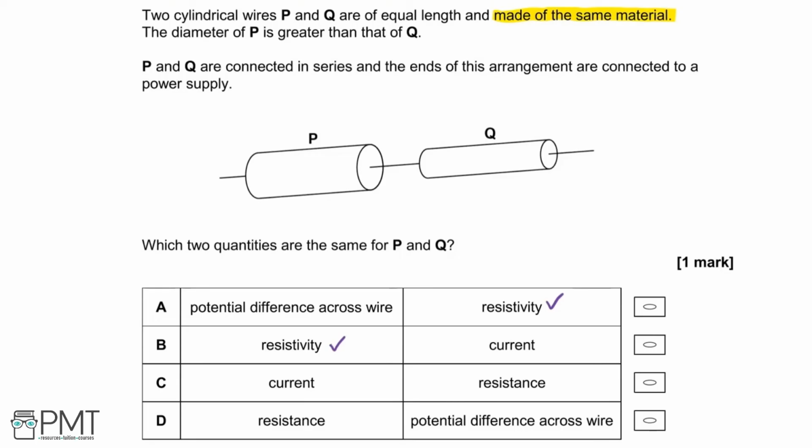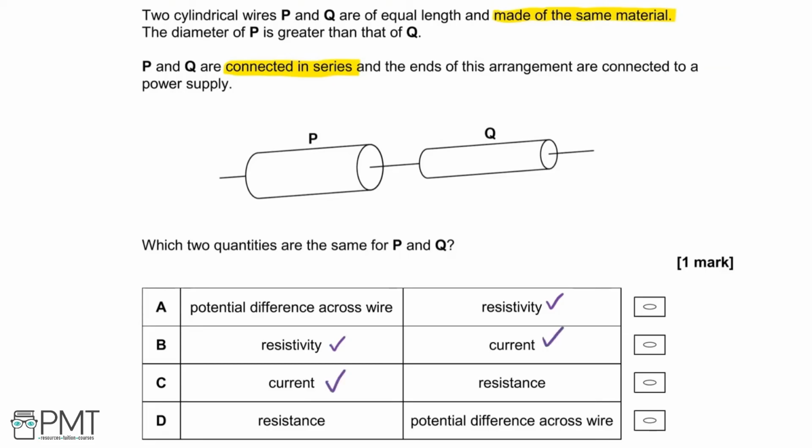If we take a look at current, well, we know that they are connected in series. So the current through them needs to remain the same according to Kirchhoff's first law, which is that the current flowing into any point is equal to the current flowing out of it. Because there are no junctions, no branches here, there is no variation in current, so current remains the same.